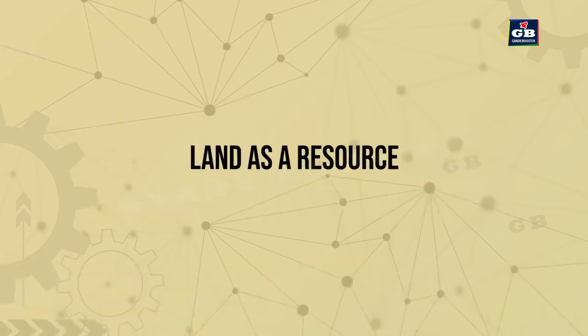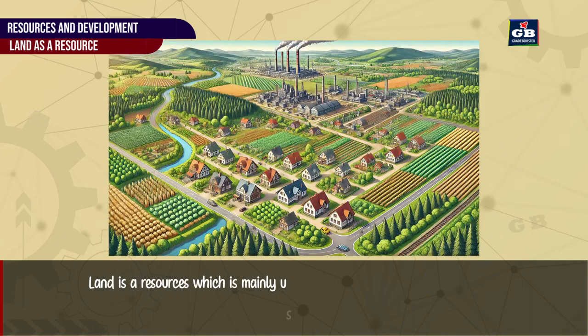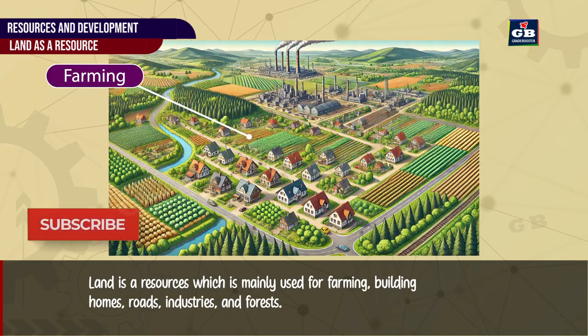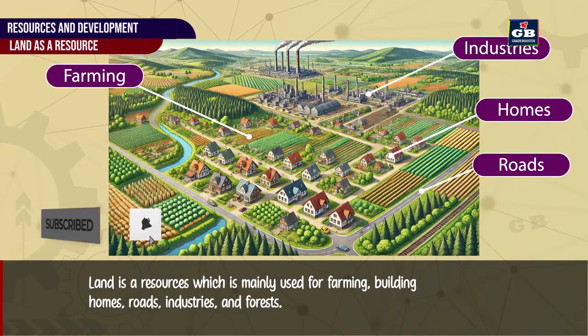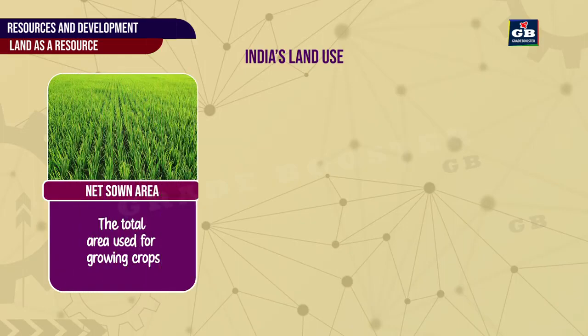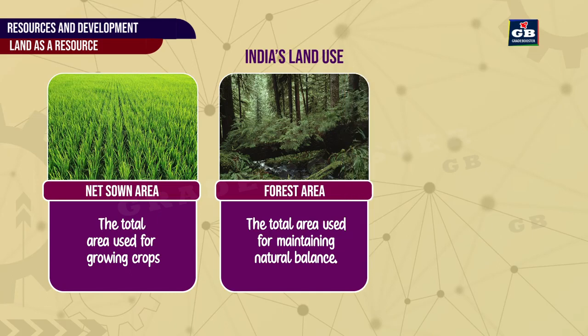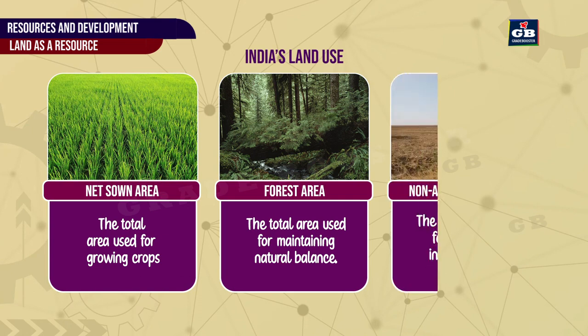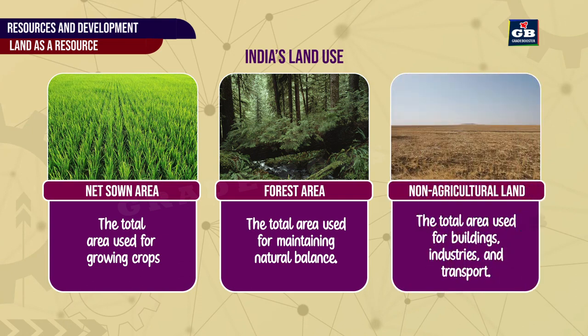Next, land as a resource. Land is a resource which is mainly used for farming, building homes, roads, industries, and forests. Now let us see India's land use. India's land is mainly divided into three areas. 1. Net sown area. That means the total area used for growing crops. 2. Forest area. The total area used for maintaining natural balance. 3. Non-agricultural land. That is the total area used for buildings, industries and transport.